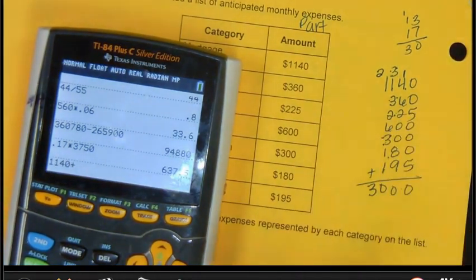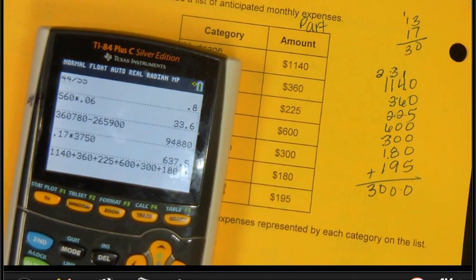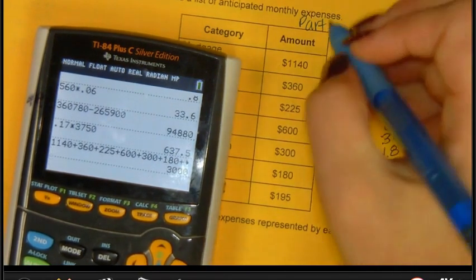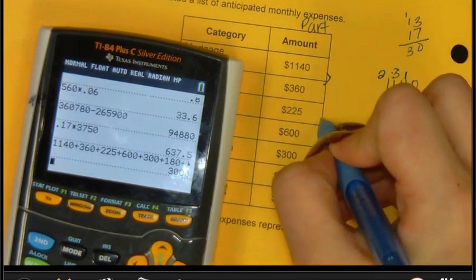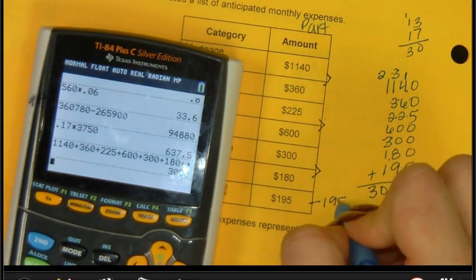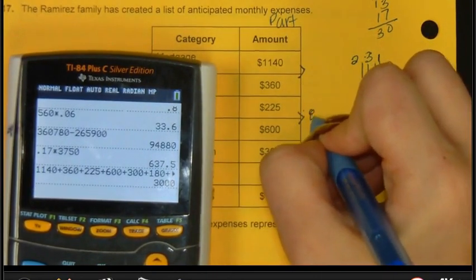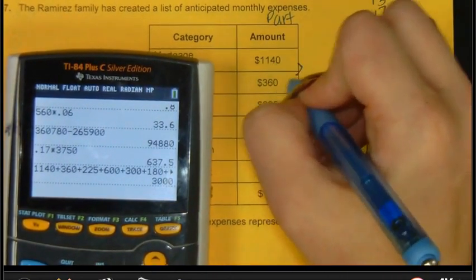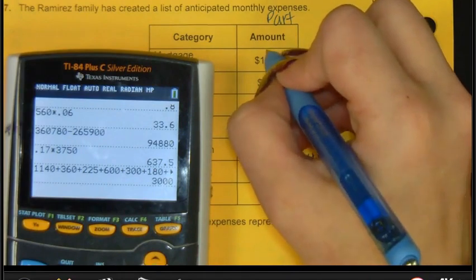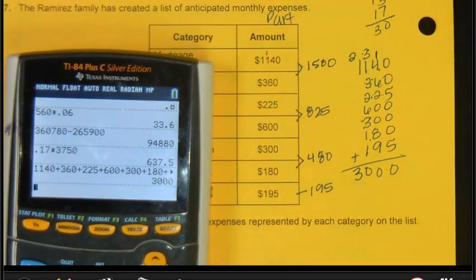Now, I do not suggest adding all of these up together like this all at once. These are a lot of numbers. Yep, 3,000. If I was in your shoes, I would add these two numbers, these two, and then bring out the 195. So that's 480, 6, 7, 8, that's 825. That would be 1,500. And then I would add those 4 numbers up.